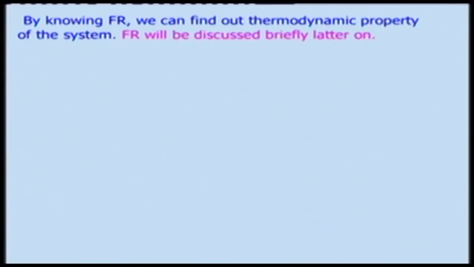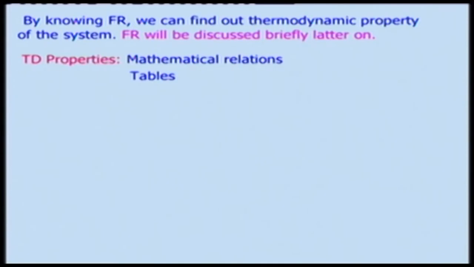By knowing these fundamental relations, we can find out the thermodynamic properties of the system. As I said, we will discuss these fundamental relations towards the end of the course. However, here we need to look at thermodynamic properties in terms of mathematical relations. We can either express them as mathematical relations, or use data tables like the steam table and refrigeration data tables, or we can also use charts or diagrams to describe the process and the properties.